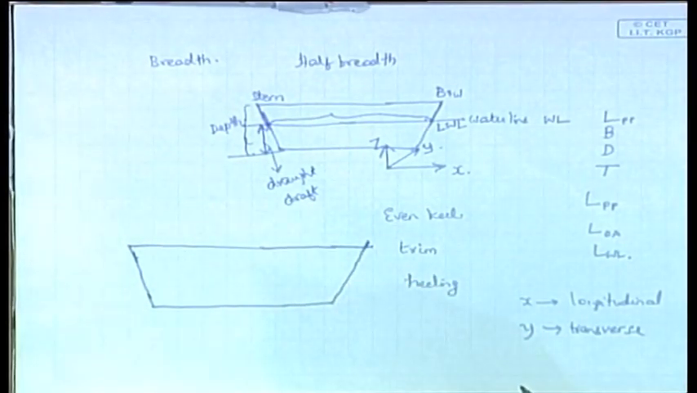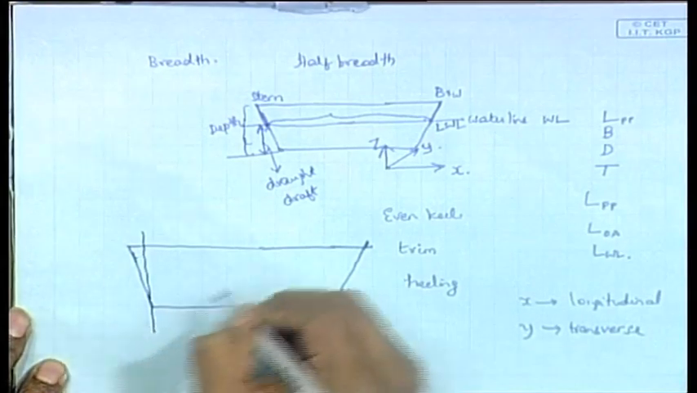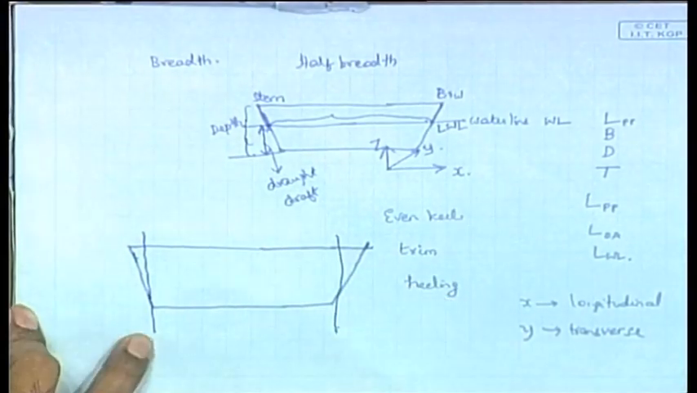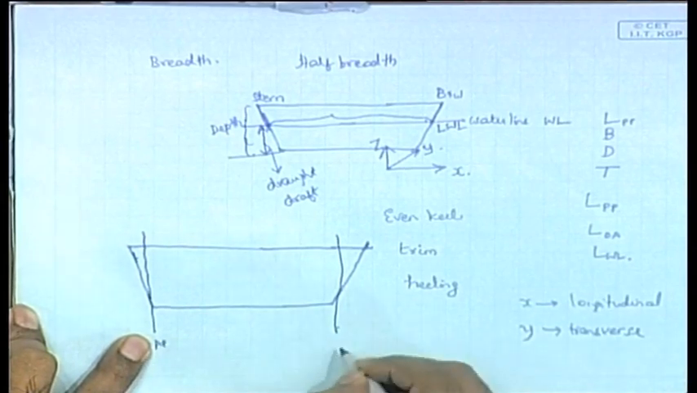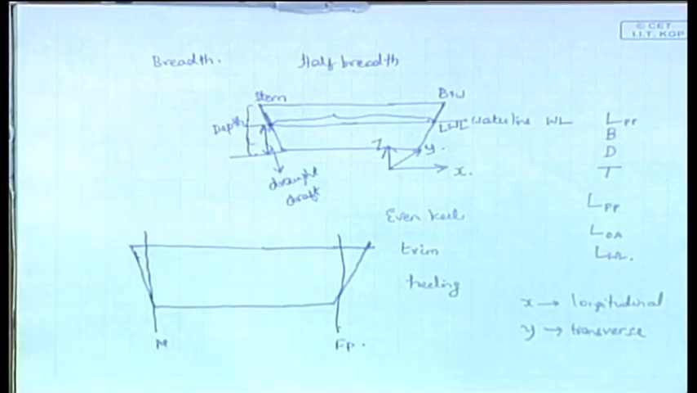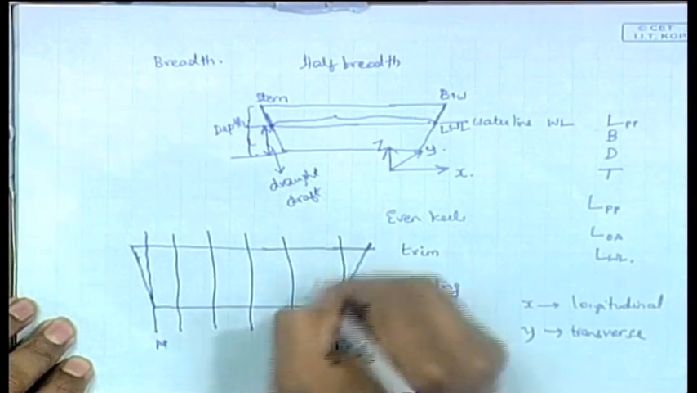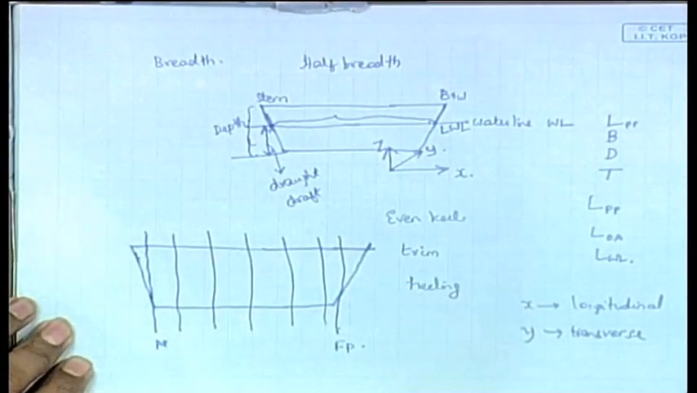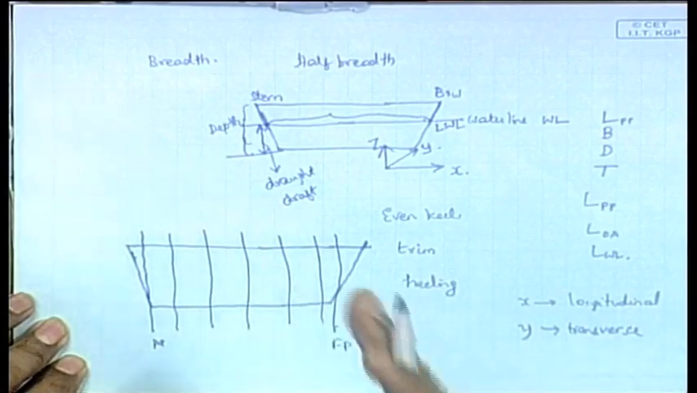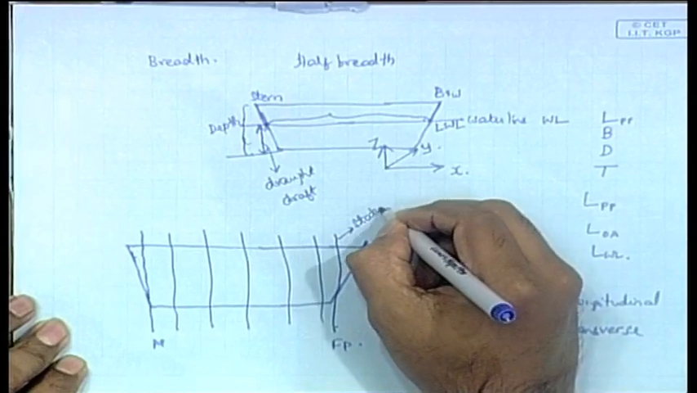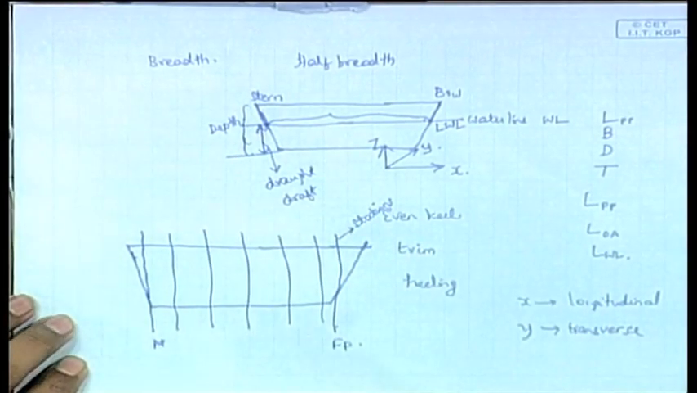I already told you we divide like this. This is the aft perpendicular and this is the forward perpendicular. Usually the distance between the forward and the aft perpendicular is divided into a fixed number of, let us say, 10 equally spaced points. You divide it into 10 such sections, and each of these vertical lines that you are seeing is called a station. The word is stations.